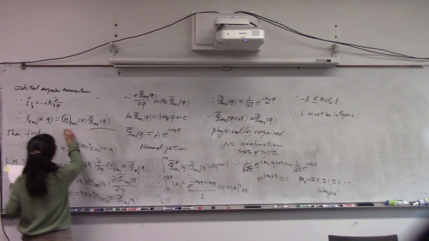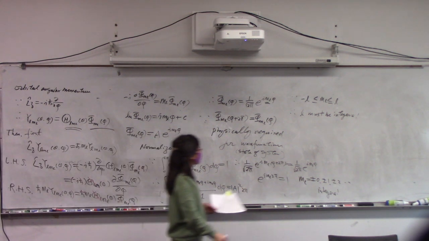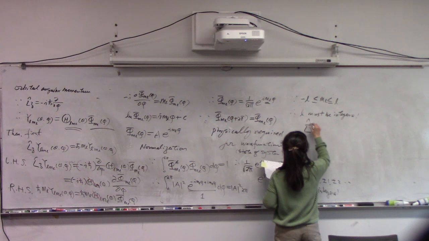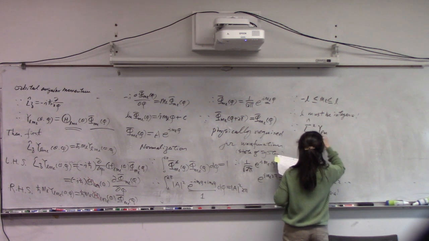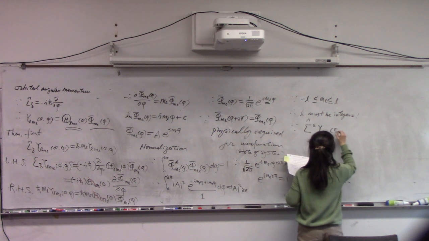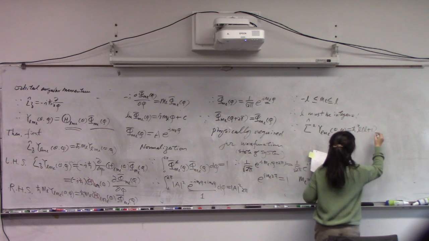This one is finished. Now we are going to focus on this. So how to do this? Then we are going to use L squared, this eigenvalue problem for L squared. We are going to work on this.